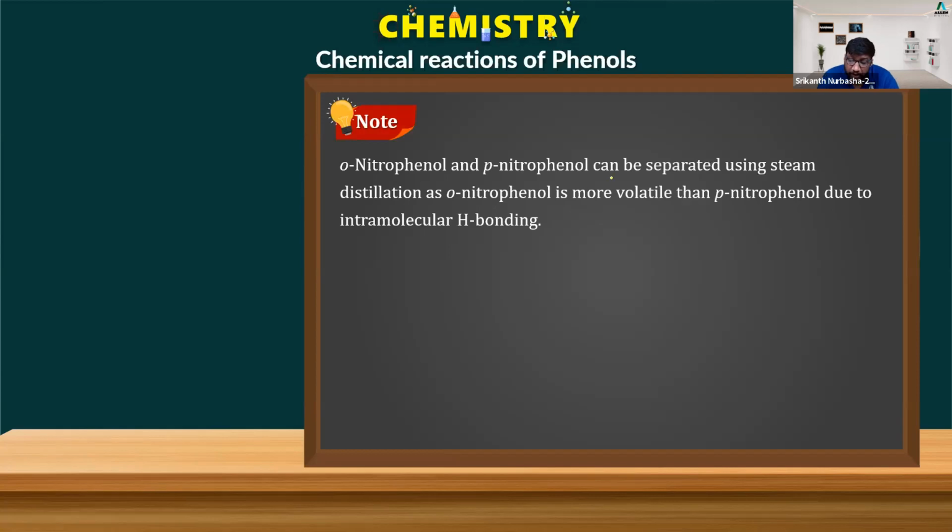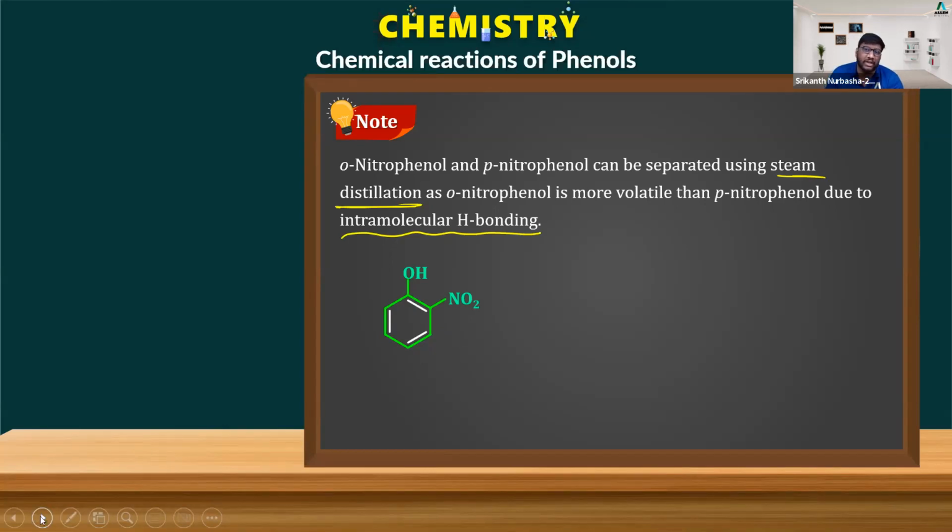Note, orthonitrophenol and paranitrophenol can be separated using steam distillation. If you remember, we have discussed the purification techniques. Yes or no? In that, I have given the example of orthonitrophenol and paranitrophenol for steam distillation, as orthonitrophenol is more volatile than paranitrophenol due to intramolecular hydrogen bonding. Because of intramolecular hydrogen bonding, the boiling point has decreased, right?